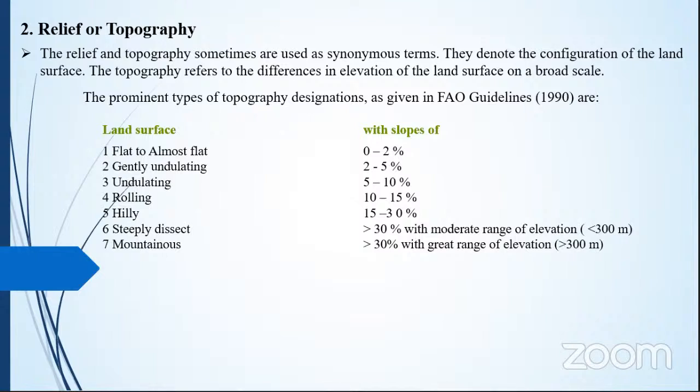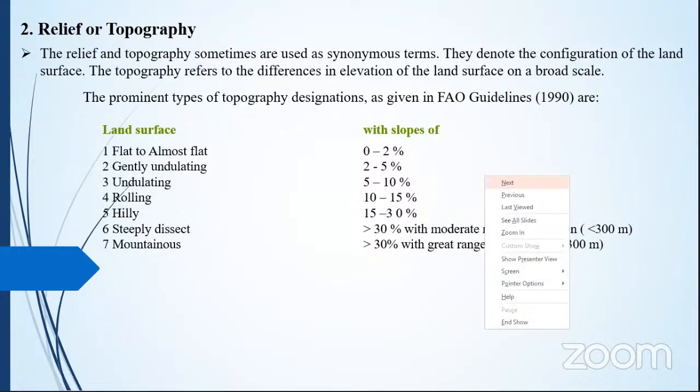Naturally, in deep situations, the elevations will be less than 300 meters. If it is a mountainous region, a big mountainous region, the elevation is more than 300 meters, and the slope should be more than 30%. So these are the guidelines given by the FAO, Food and Agriculture Organization. Maybe you may get some questions from these angles if the examiner wants to twist the question paper. So next we will see.